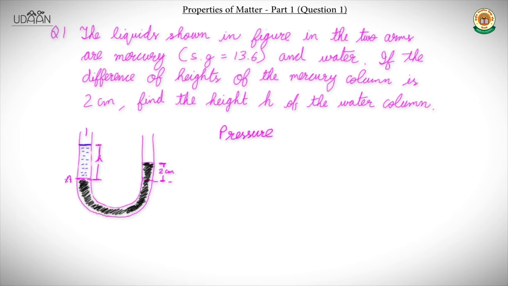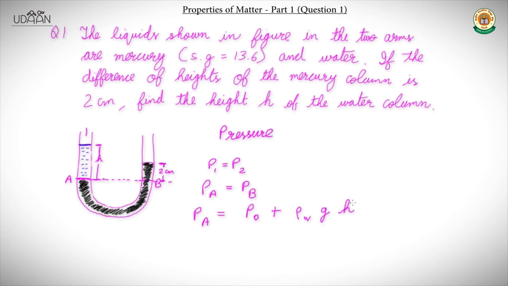So we take a point A, which is the contact surface of water and mercury, and at the same horizontal level, B. Now, because in the same fluid at the same horizontal level P1 is equal to P2, as we had studied, the pressure at point A would be equal to the pressure at point B. The pressure at point A would be atmospheric pressure P0 plus the pressure because of the water column, which should be equal to rho water into g into h.